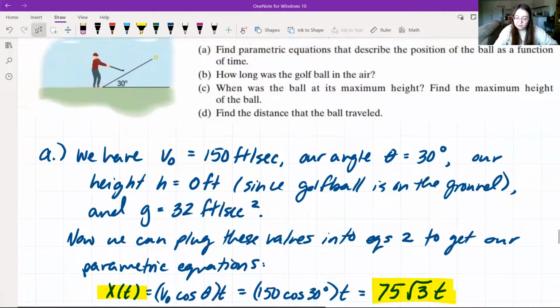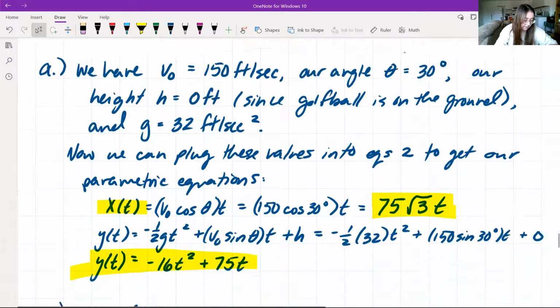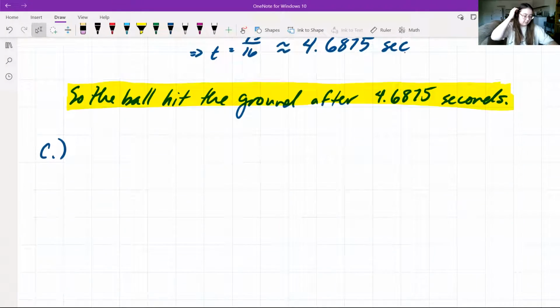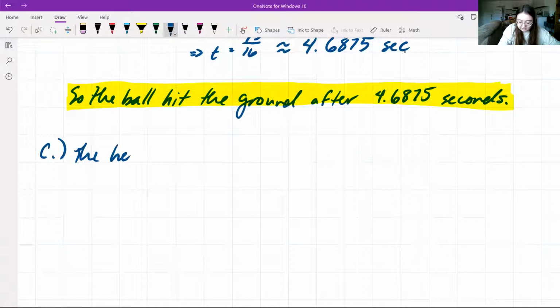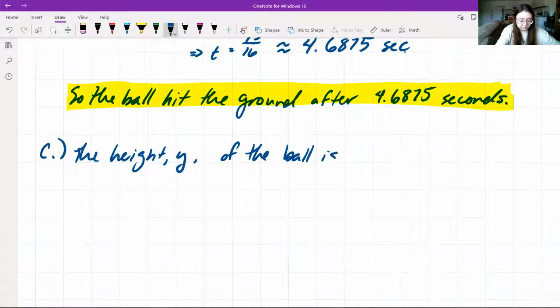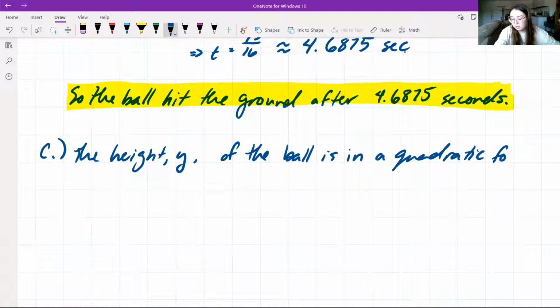All right, then for part C, we want to know when the ball was at its maximum height, and also what the maximum height was. To do this, we can say that the height, y, of the ball is in a quadratic form, meaning that we have a t squared term, or just that it's a quadratic function.